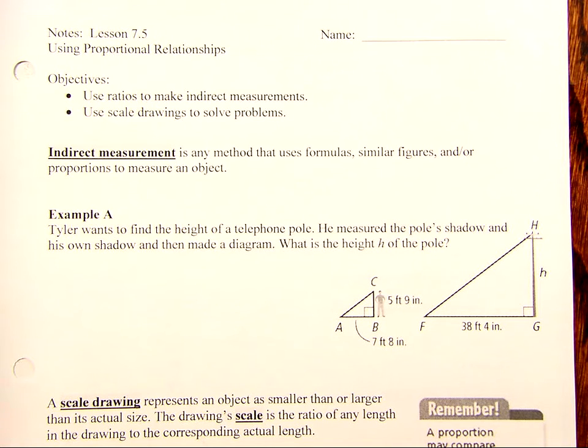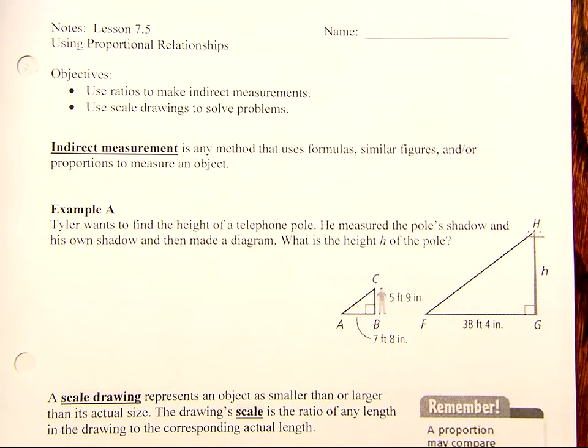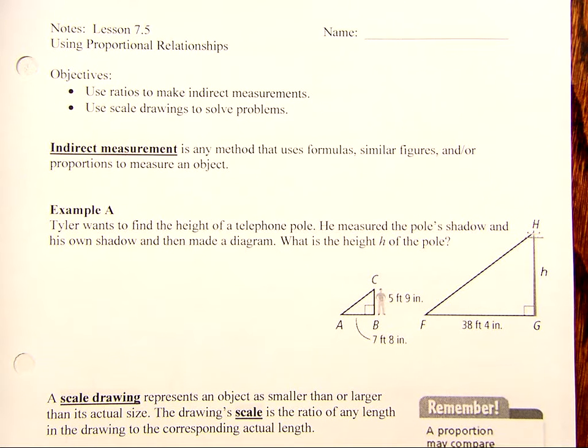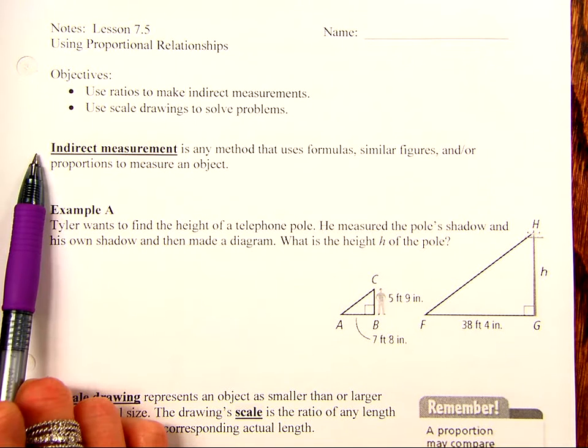In lesson 7.5, we are going to be talking about using proportional relationships. And basically, we're going to look at solving some real-world problems with this. Indirect measurement is any method that uses formulas, similar figures, and/or proportions to measure an object. So basically, when you're using indirect measurement, you are not directly measuring with a ruler or a yardstick or a tape measure, but you're using other methods.